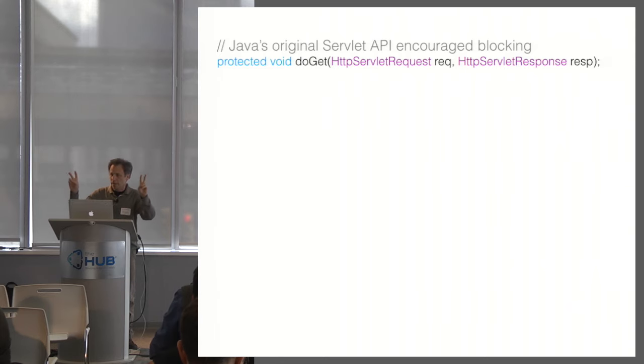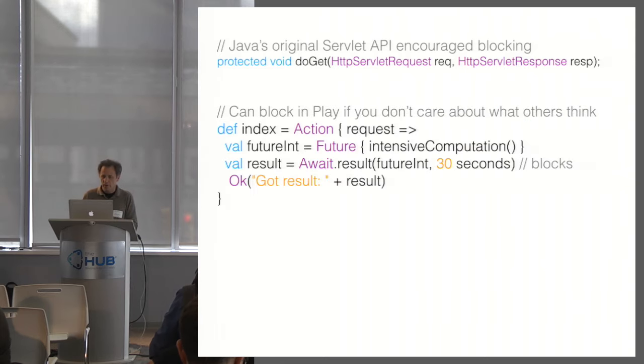So that wasn't very reactive, and so one of the things our Play and Spray kind of web frameworks did was allow you to return a future response. So you can also just give a synchronous response in Play, and it looks like this. So here, if I have some intensive computation that comes back to me as a future, I can block on it with an await. But this is uncool, right? I'm not supposed to do that.